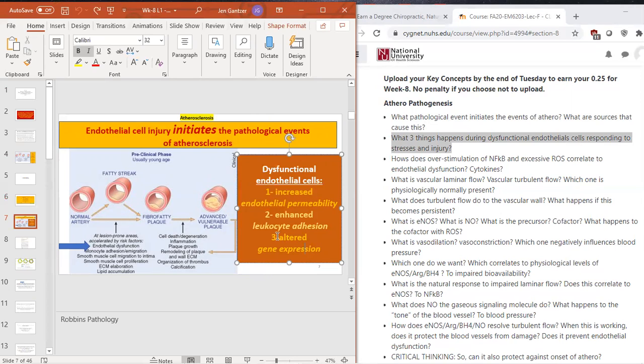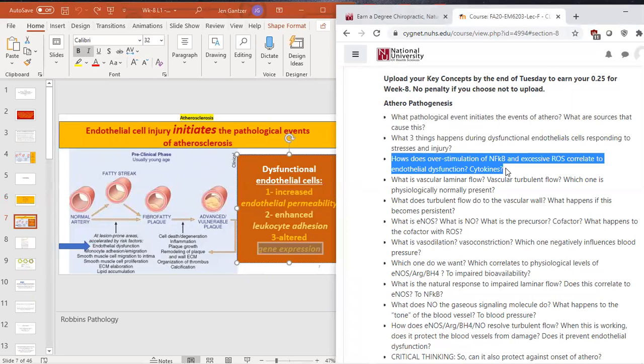And we're going to learn what an adhesion molecule is. And we're going to learn that one of the negative impacts of nuclear factor kappa B being overstimulated is altered gene expression, with overexpression of our adhesion molecules. One more event that we will learn occurs during the pathogenesis of atherosclerosis: how does overstimulation of nuclear factor kappa B and excessive reactive oxygen species and free radicals correlate to the endothelial dysfunction? And how about our cytokines?